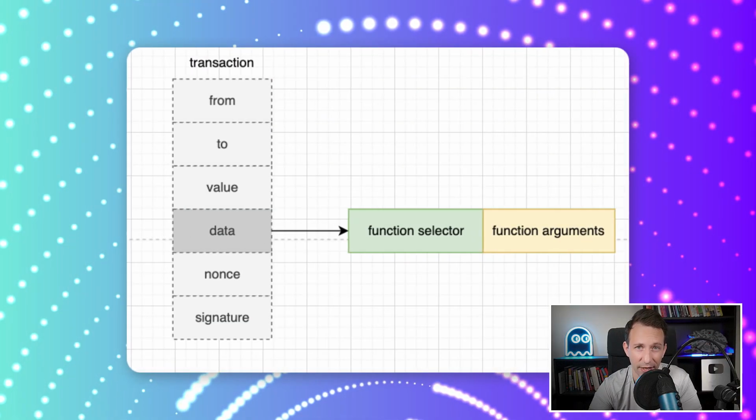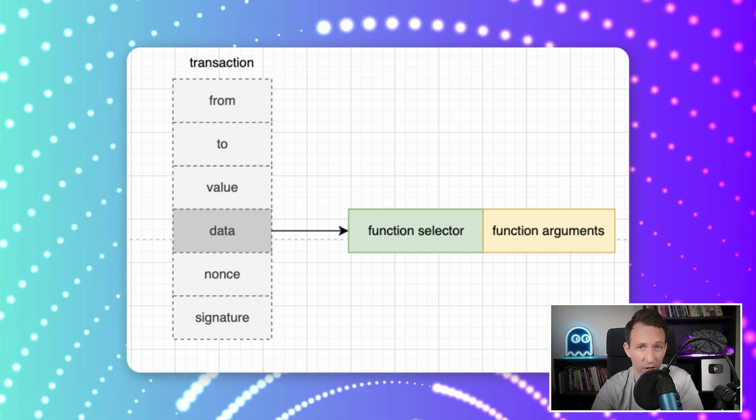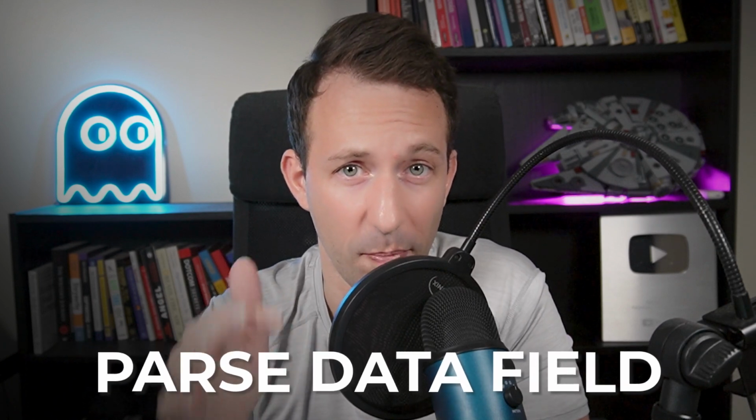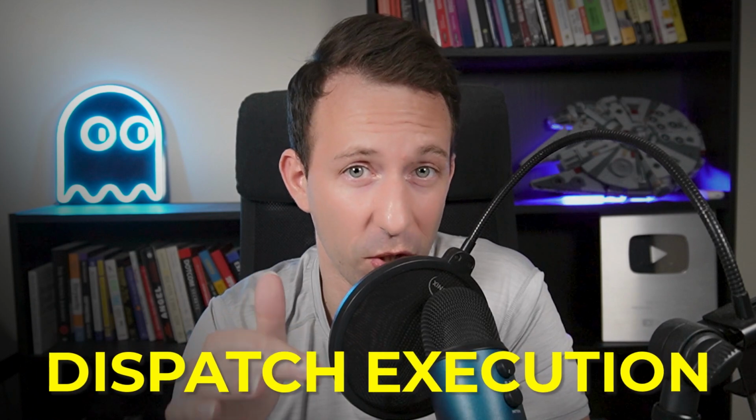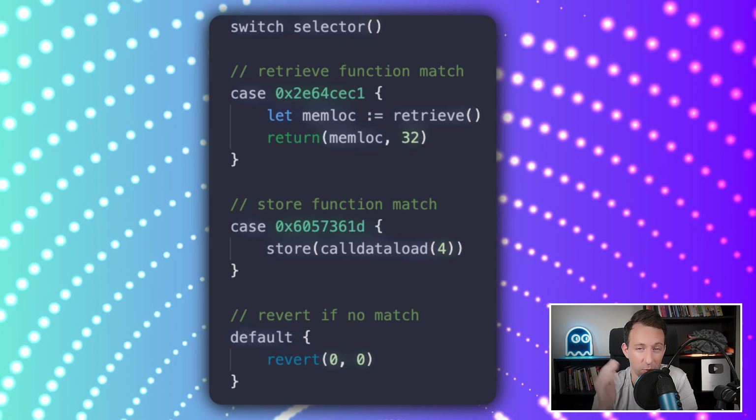In a transaction, there is the data field where we specify which function to call and with which arguments. So internally, Solidity parses this data field, figures out which function was called, and dispatches the call to the correct function. But Yul doesn't do this. We need to tell it everything, even how to execute a function. So now back in our code, above our function definition, we need to add this switch case statement.